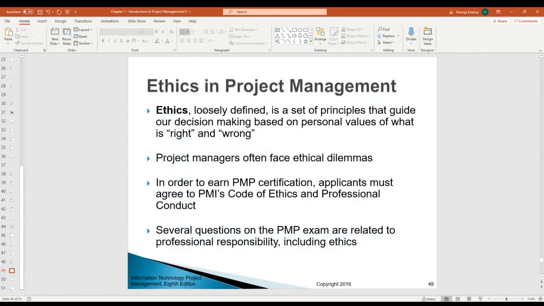Ethics is very, very important, and there is a part that you have to sign if you're taking either the CAPM exam or the PMP exam. You have to sign a disclosure or a disclaimer saying that you're going to be ethical in all the projects that you're going to be working on, because there are very many opportunities for a project manager to be compromised. So ethics is very, very important in project management.